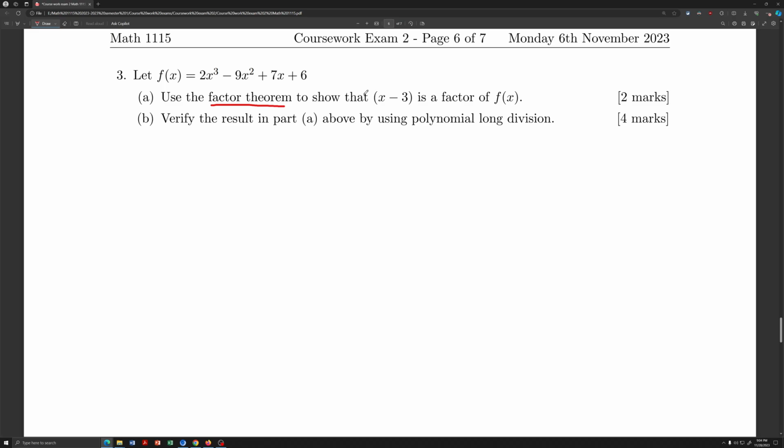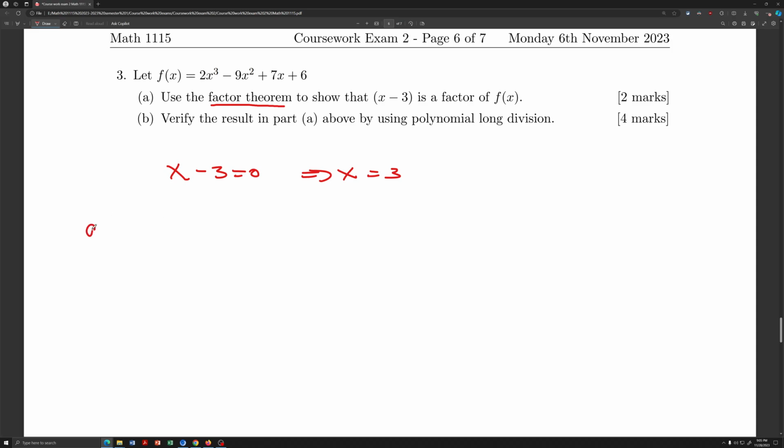So in order to do that, let's talk about the first part. It says use the factor theorem to show that this is a factor of this. If it is a factor of this, then that means if I set x minus 3 equal to 0, and then I'll solve for x, which means that x here is equal to 3. Okay, which means that if x is equal to 3, then if I substitute it into f of x, I should get 0. So let's try that.